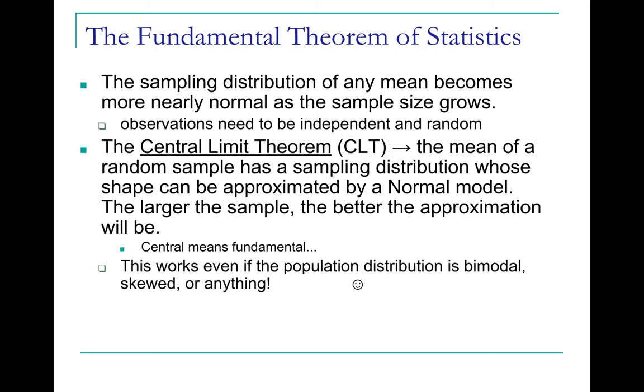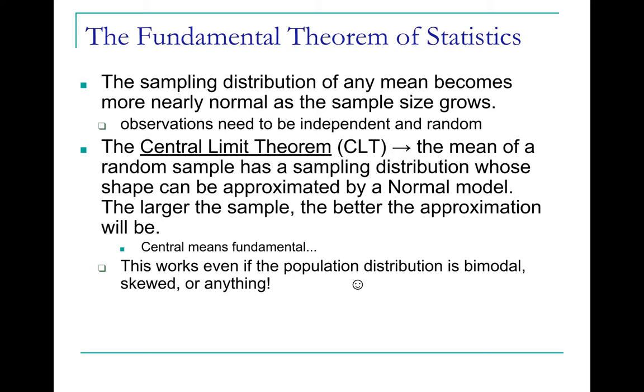Same thing would happen if you were to increase the number of times you're flipping the coins, whether it's 10 or 100 or 500 or 1,000, you're going to get closer and closer to the center. This is what the central limit theorem states, which, by the way, is abbreviated CLT. The mean of a random sample has a sampling distribution whose shape can be approximated by a normal model. This is pretty much what I've been saying. As you plot multiple means or multiple proportions of repeated samples, it's going to follow the normal model. The larger the sample, the better your approximation will be.